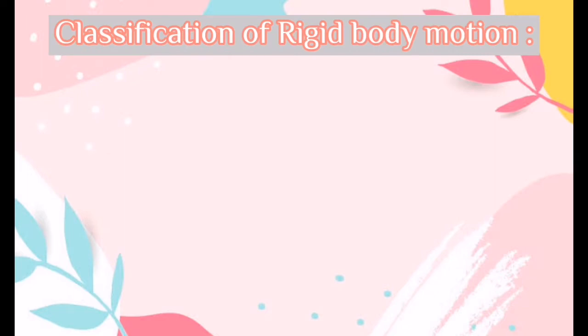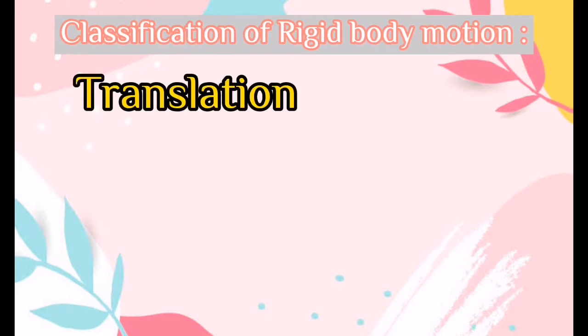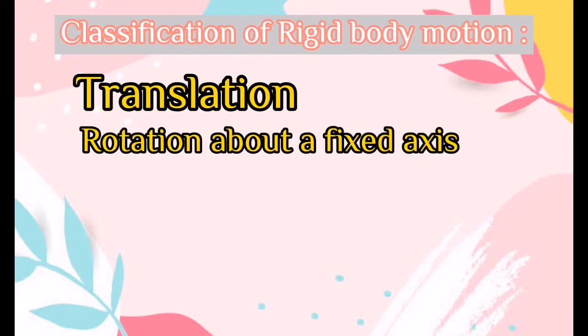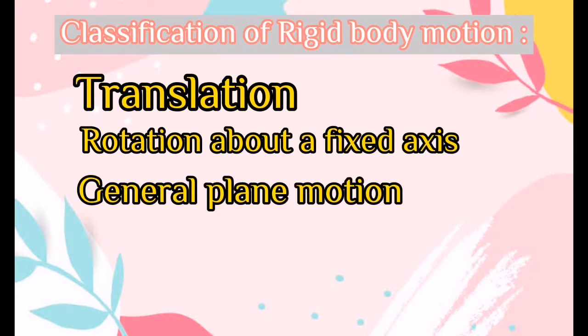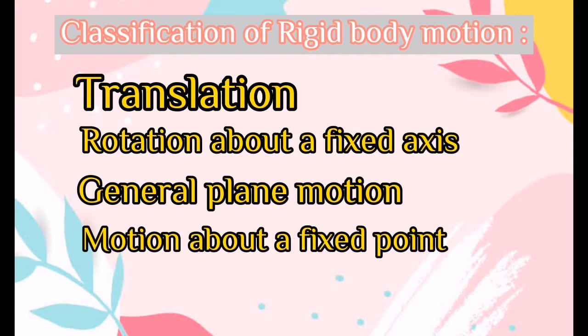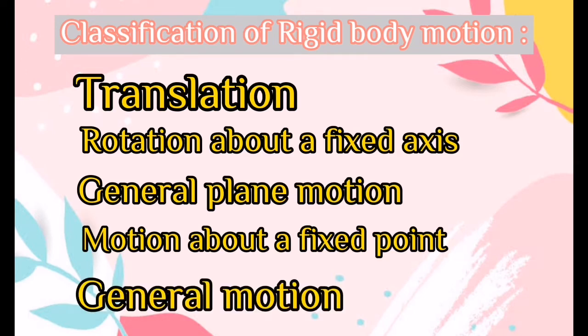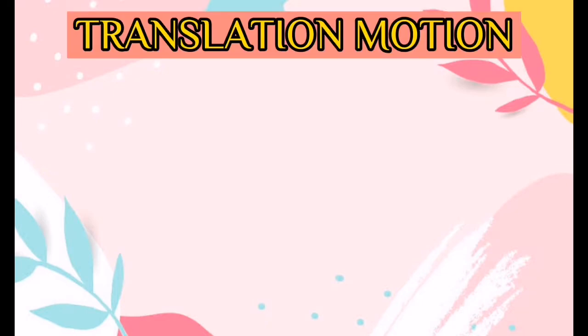So there are 5 classifications of rigid body motions. These are translation, rotation about a fixed axis, general plane motion, motion about a fixed point, and general motion. So the first motion is translation.